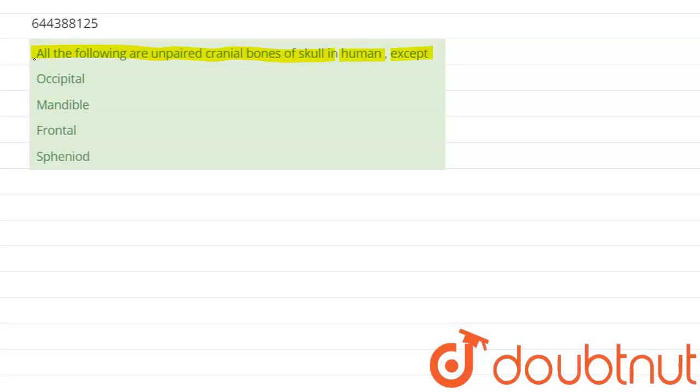The question is, all the following are unpaired cranial bones of skull in human except. So we have to find out which of the following bones are not paired, that is unpaired. First we'll start with what is cranium.